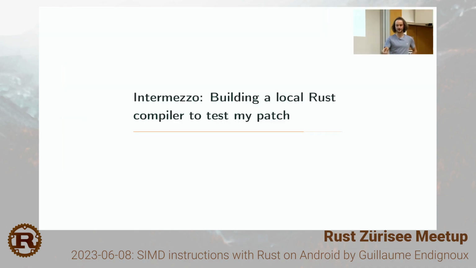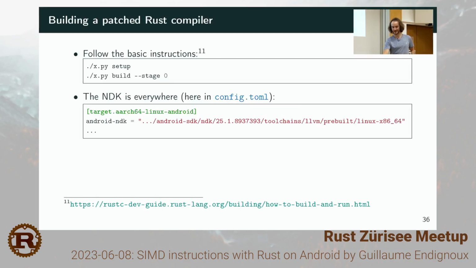I just want to mention something about this patch. Before sending my patch, I wanted to be confident that it actually works, so I had to build a local Rust compiler to test it. Who here in the audience has compiled rustc before? Okay, like a third of the people. So that's good. In the beginning, I was a bit daunted by this process. I thought, oh well, rustc is a big thing and so on. But it turns out that the building guide is actually quite good.